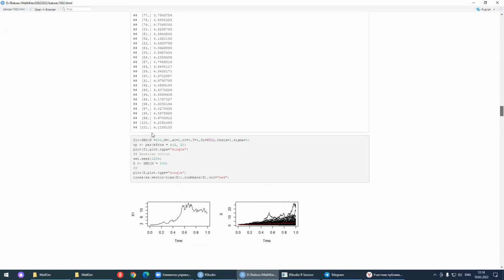And the same procedure: this is the variable for geometric Brown motion, and this is the plot of the geometric Brown motion. I have 100 samples, the volume of the sample is 100. The red one is the mean value.